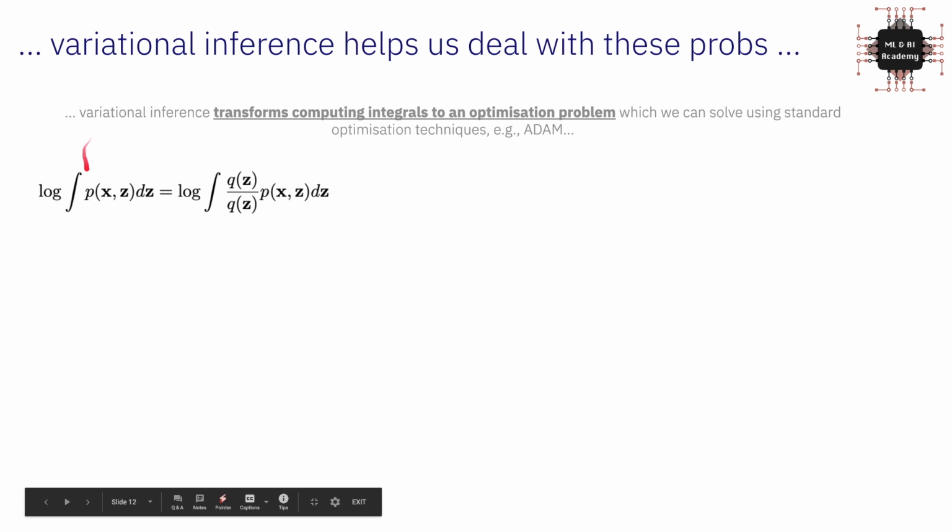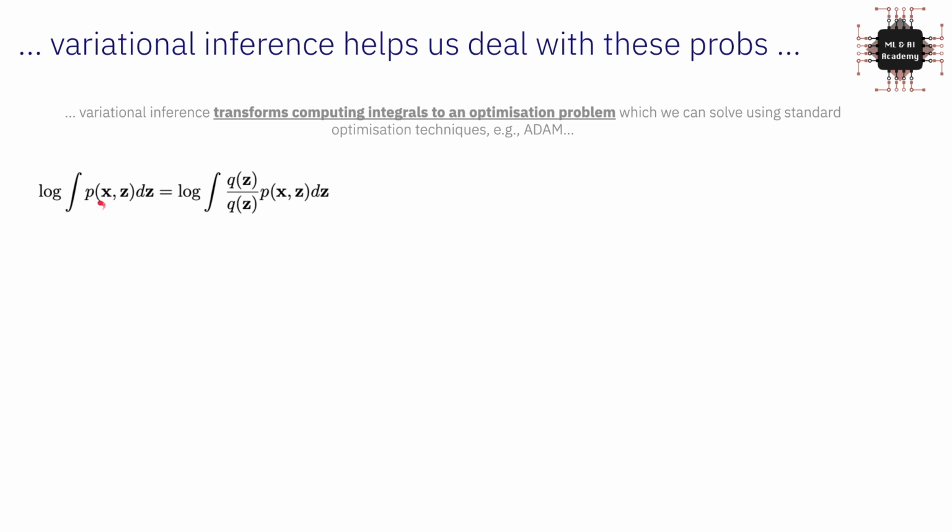So let's go back to the general form. Remember that we had our marginal, and we said that the marginal is nothing but log of integrating out this joint of x and z dz. So the way variational inference works is that it introduces some other distribution, which we call the variational distribution, and that's what we call q of z.